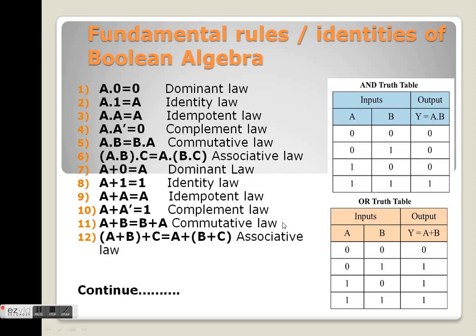Rule number 12 says that if we have more than two variables and we want to apply OR operations on them, then the sequence in which we apply OR operation on them does not affect the result. For example, if we want to apply OR operation on A, B and C, then we can apply OR operation on A and B first, or we can also apply the OR operation on B and C first. The result will not be affected.